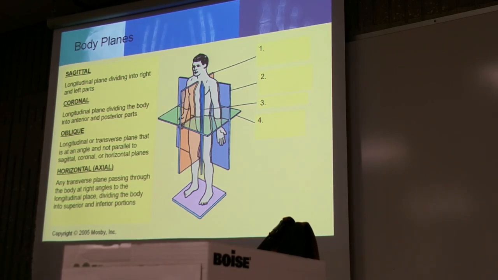Oblique. It's a longitudinal or transverse plane that is at an angle and not parallel to the sagittal, coronal, or the horizontal planes. That is number 3. And then you have your horizontal, also known as the axial plane, which divides the body into top and bottom portions, or superior and inferior portions.